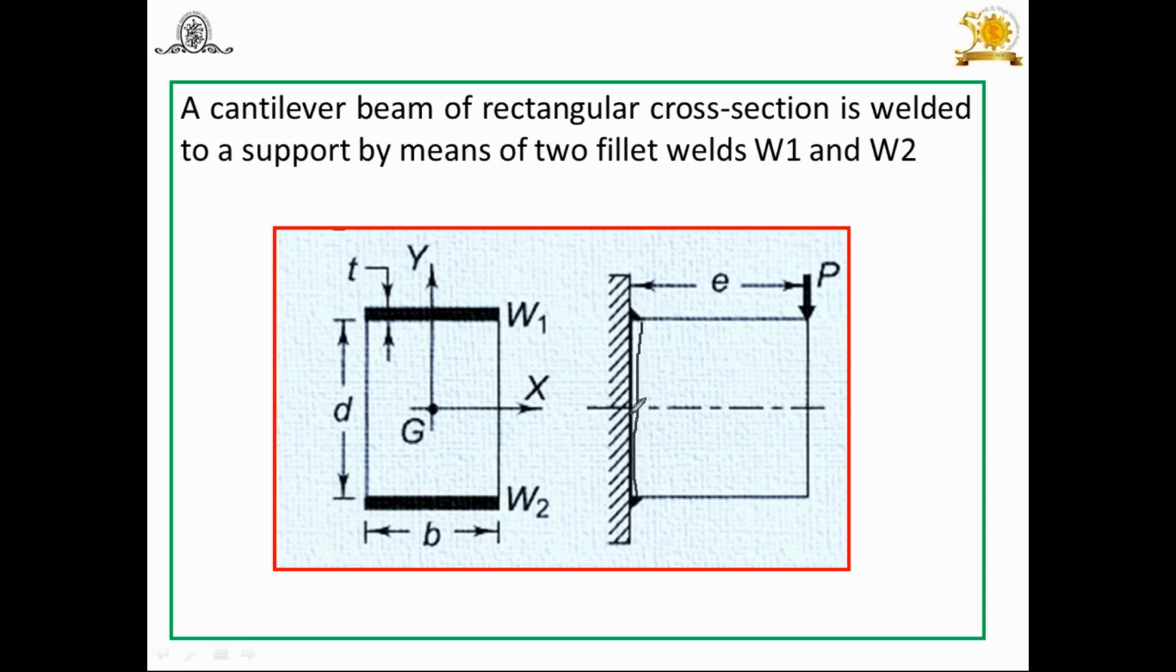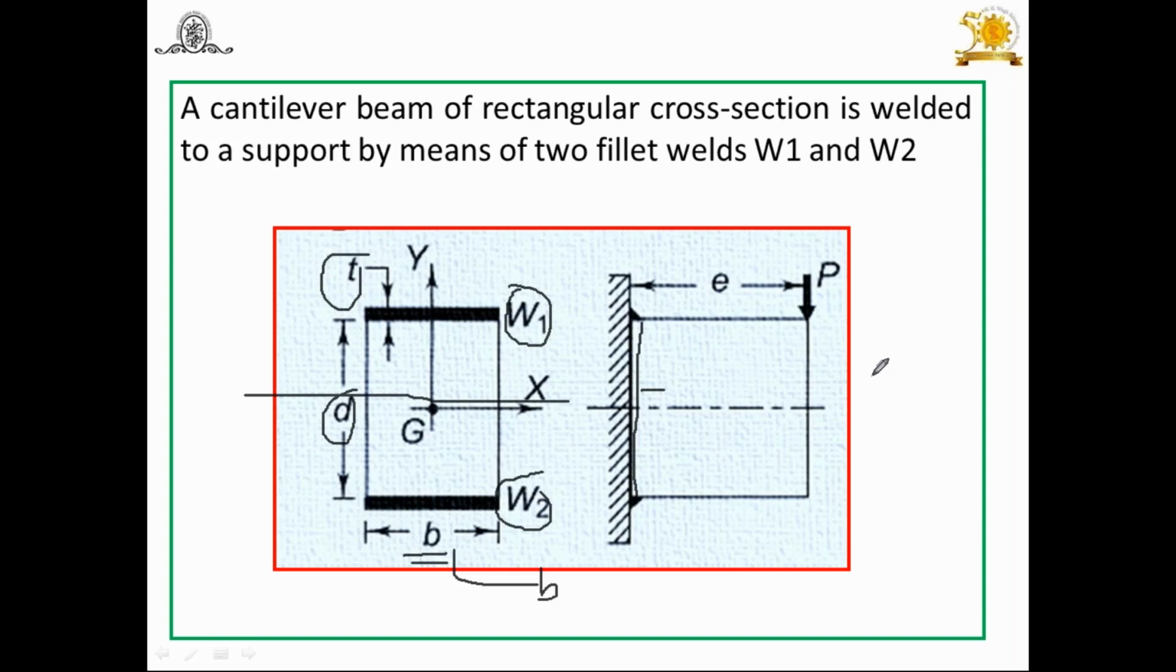Weld 1 and weld 2. How much? This is D. Then this axis is X, this axis is Y, very well. This is weld 1, W1, weld 2, W2, and here B. The length of the weld, the nomenclature which is used, is B. In the earlier case we used L also, no problem. And the thickness of the weld is T. This is the nomenclature.